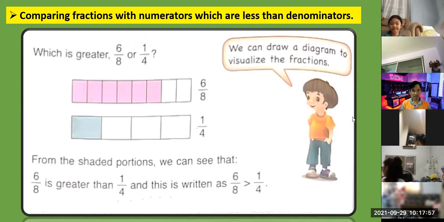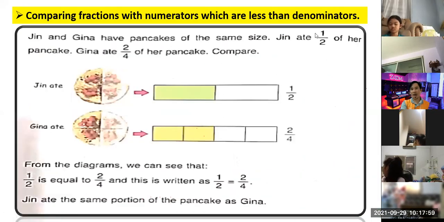Here, Jean and Gina have pancakes. The same size of pancake. Jean ate 1/2, and Gina ate 2/4 of her pancake.